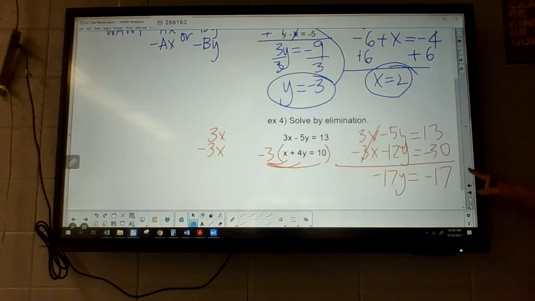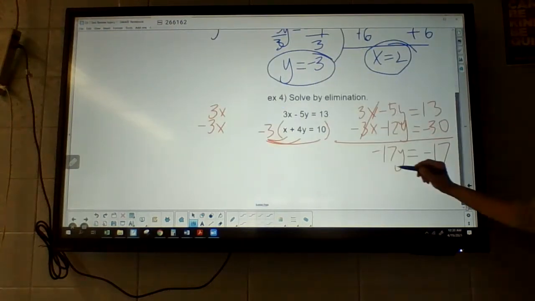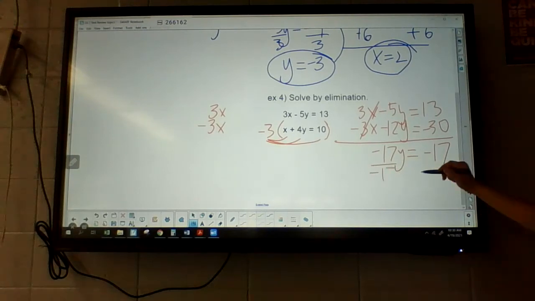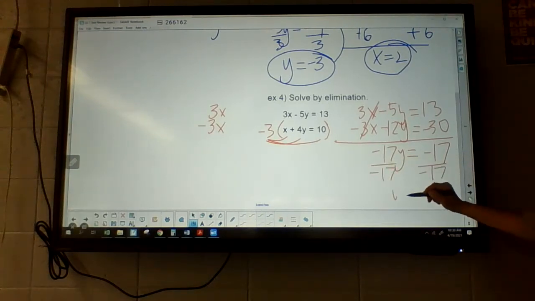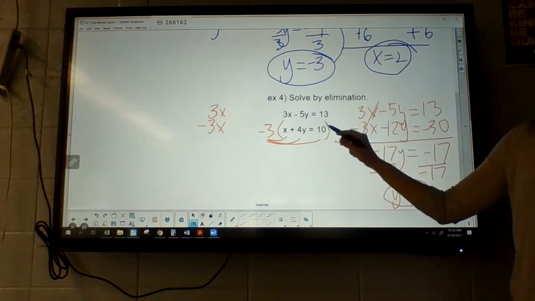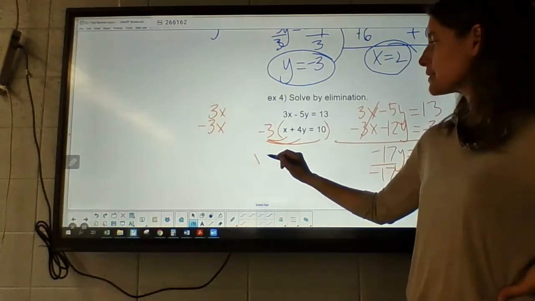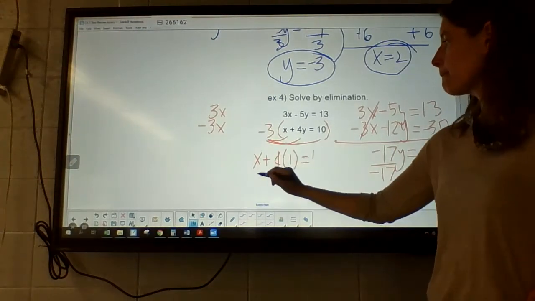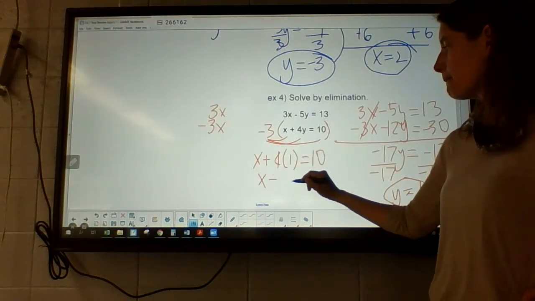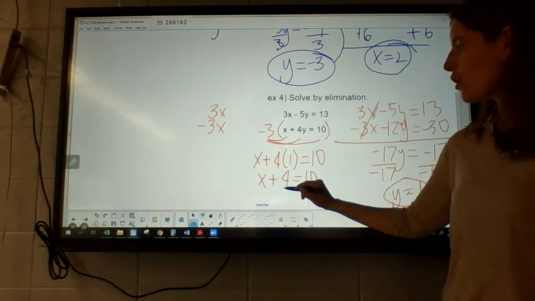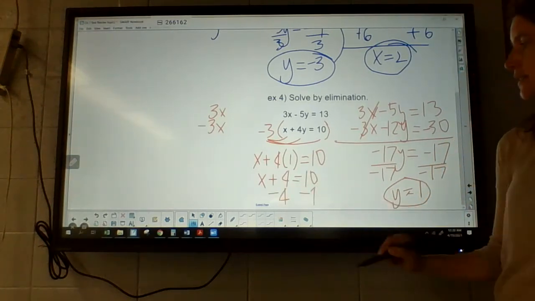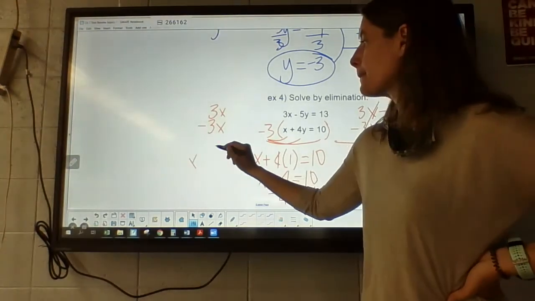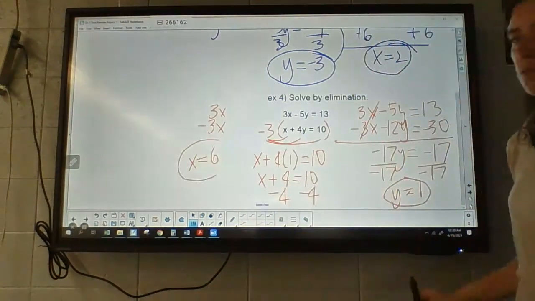And then to get my y alone, I'm going to divide by negative 17. And I find out y is 1. Once I know y is 1, again, I have to substitute that back in to find my x. I'm going to put it right back in here. And I move that 4 over and find out x is going to be 6. So I found my x and y by elimination.